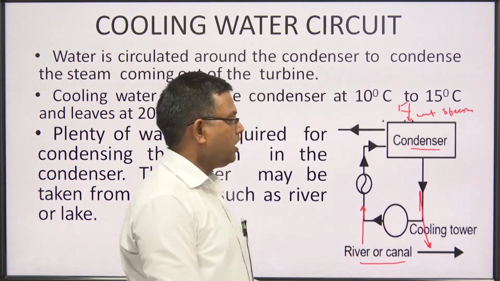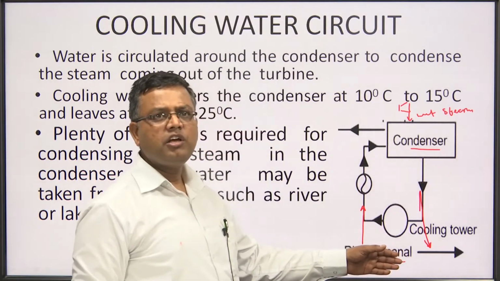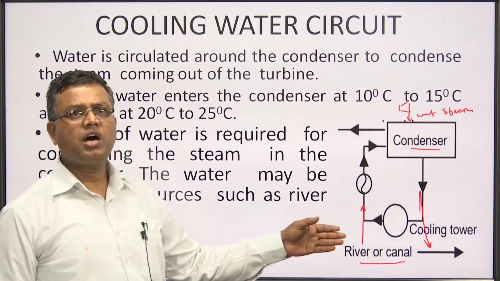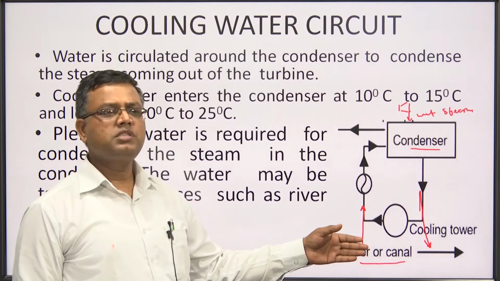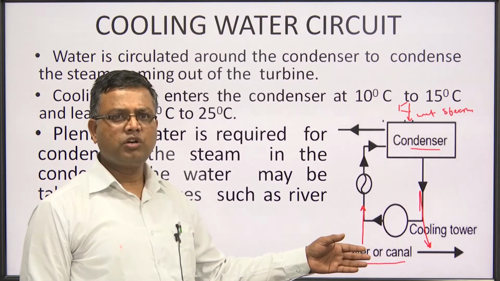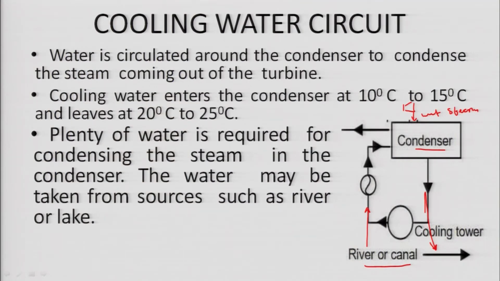Whenever we are releasing water into the river or canal, we have to take care that this hot water does not harm the water life. Means there are some animals in the water like fish, and some plants in the water. So the water which we discharge in the river or canal should never harm the water life.